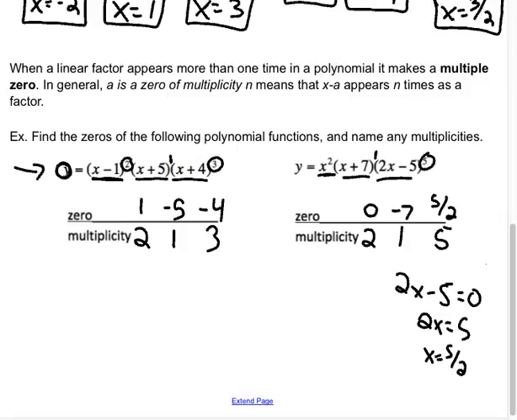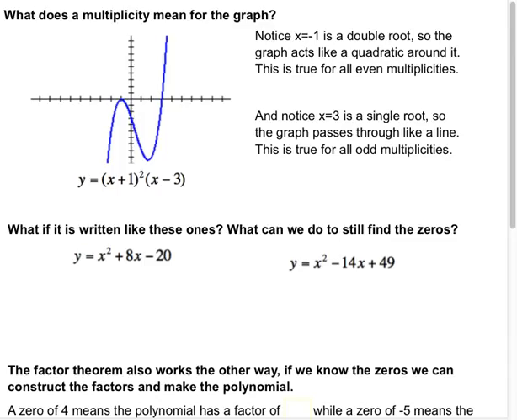Okay, now what are these multiplicities doing? Well, what they're doing is showing how the graph behaves. So here you can see your solution at -1, and you have a solution at 3. Graphically, you're looking at the x-intercepts when you're finding those solutions, right?